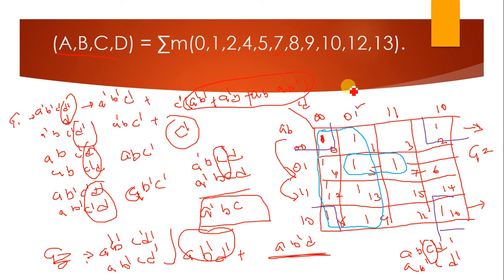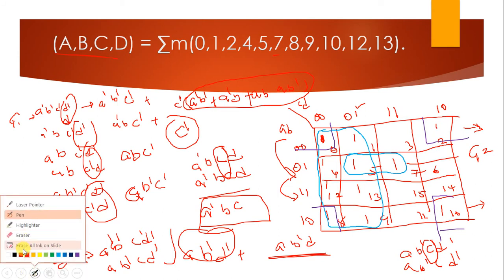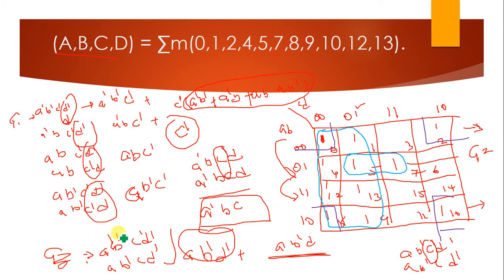So the final output of this equation is C dash plus A dash B C plus A B dash D. This is the final equation.